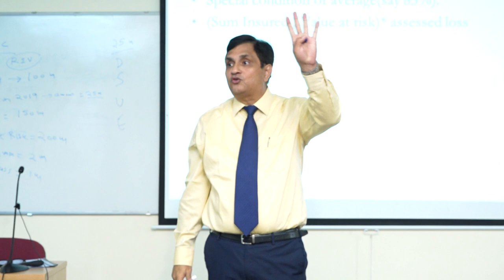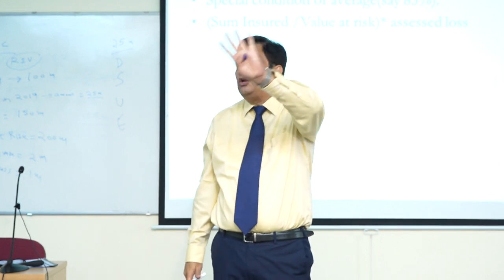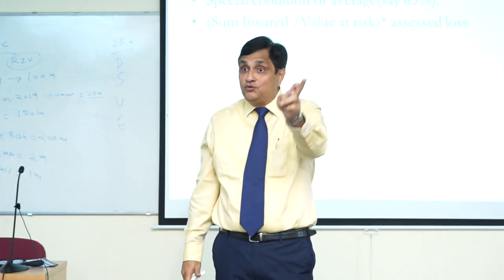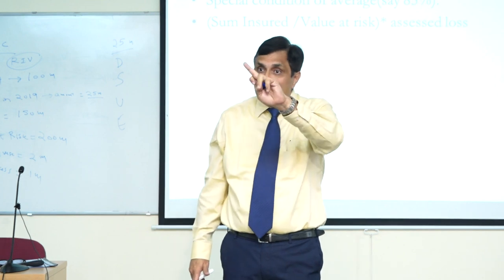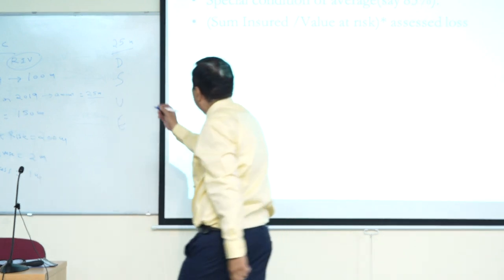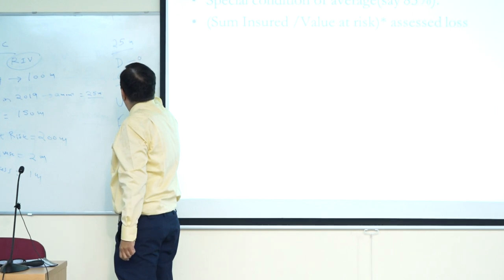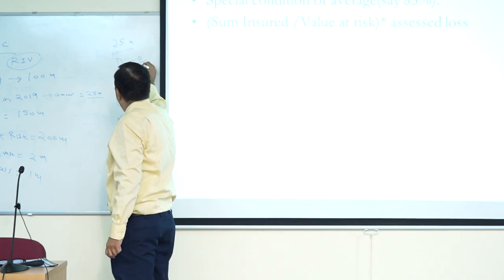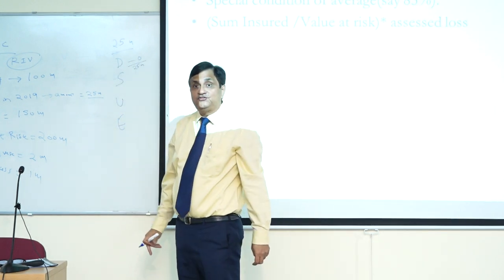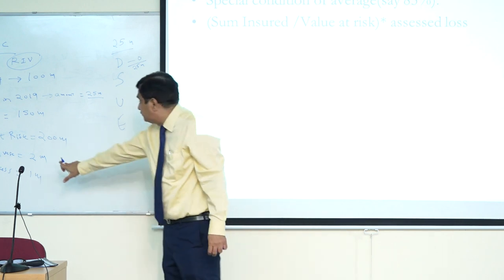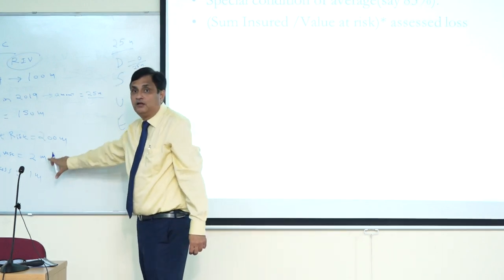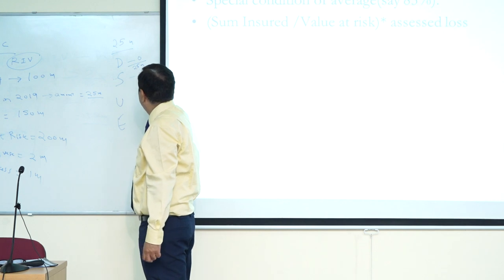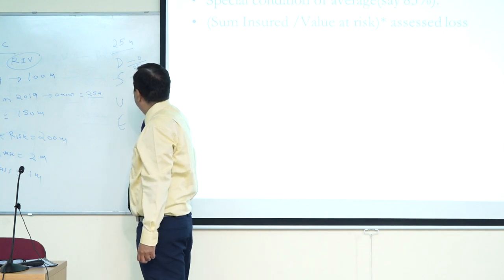Whenever a reinstatement value clause is attached, depreciation is nil. You don't apply depreciation because you do new for old. So depreciation is zero, so the first step is minus zero, and you get 25. Next should be salvage. What did I tell you the salvage was? 2 million. So I should do minus 2 million, so I'll get 23 million.